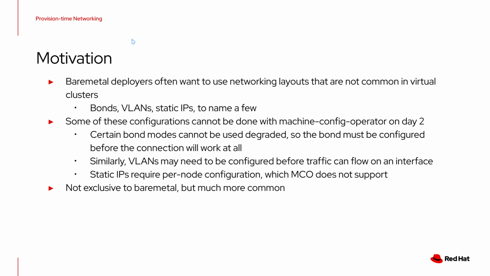So in bare metal, a lot of times deployers are wanting to use networking layouts that are a little bit more complicated than what you would typically see in the cloud. A lot of them want bonds for increased throughput and redundancy. They want VLANs for better network segmentation. They want static IPs so that they have less external infrastructure. And there are plenty of other things that are going on in bare metal environments that maybe don't show up as much in the cloud.